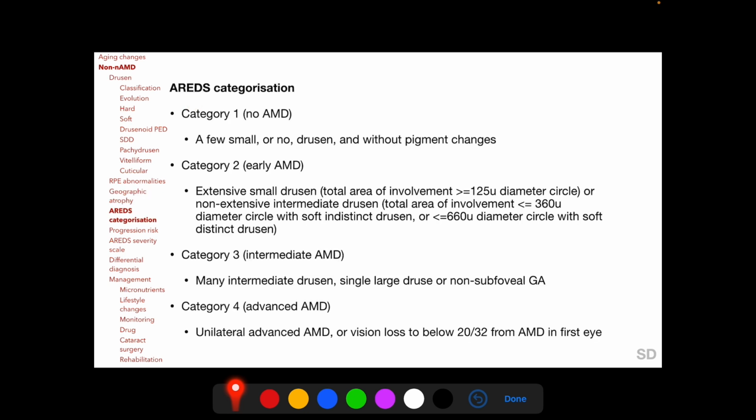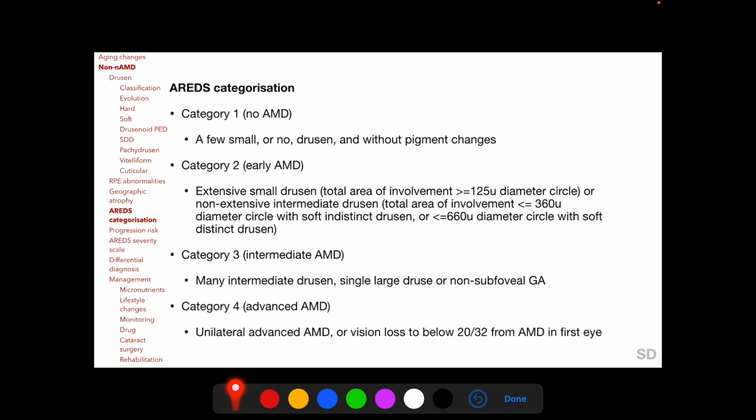AREDS classified AMD into 4 categories. Eyes with a few small or no drusen and without pigment changes are said to be in category 1 or no AMD, and eyes with extensive small drusen or non-extensive intermediate drusen, depending on the total area of involvement, are said to be in category 2 or early AMD. Eyes with many intermediate drusen, a single large drusen or non-subfoveal geographic atrophy are said to be in category 3 or intermediate AMD, and patients with unilateral advanced AMD are said to be in category 4.